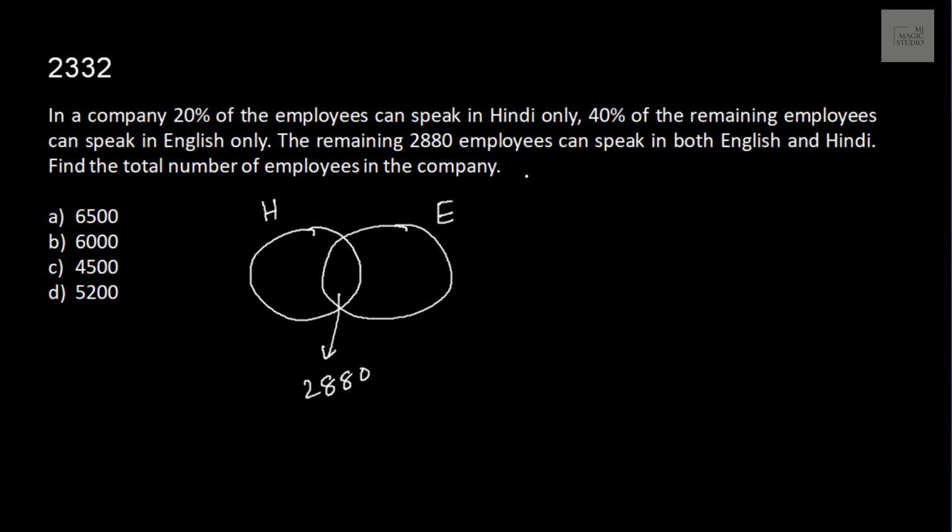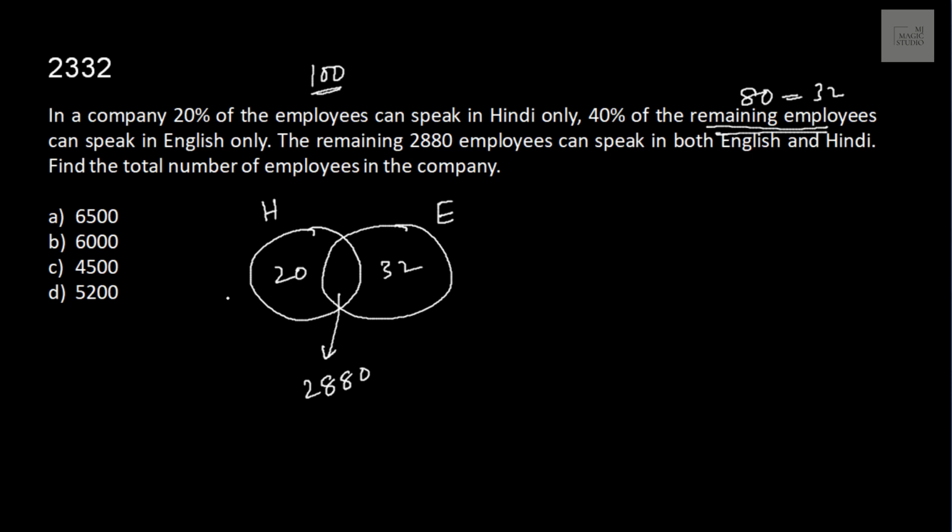No other information is given, and all 4 options are close, so we'll assume that people are speaking Hindi and English only. So suppose we have 100 employees, 20 employees can speak in Hindi only. This portion is Hindi only. 40% of the remaining is 100 minus 20, that is 80. 40% of 80 is 32. So 32 people or 32% speak in English only.